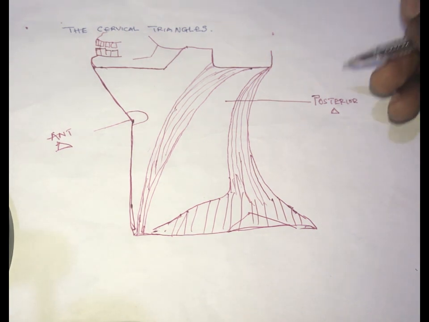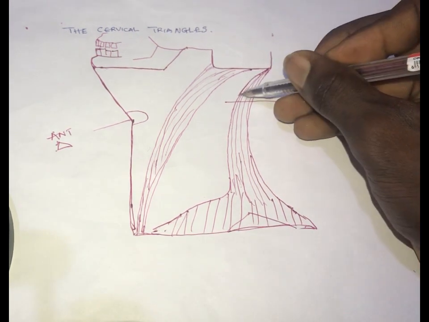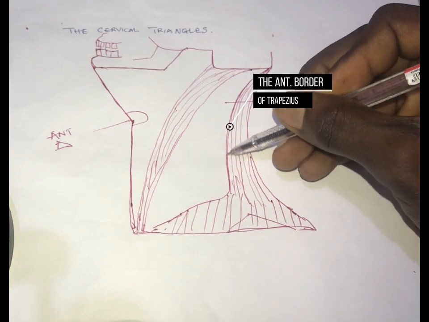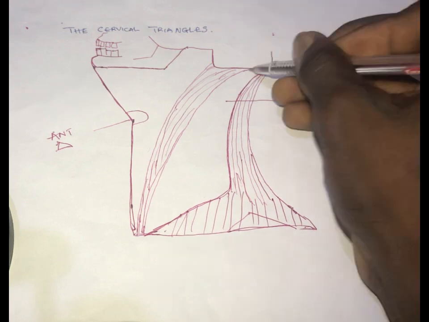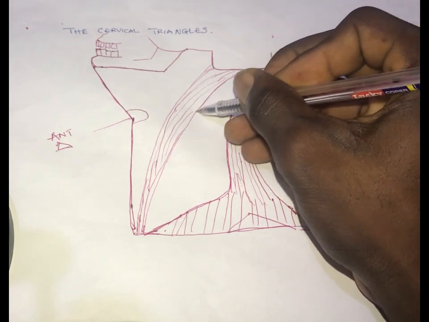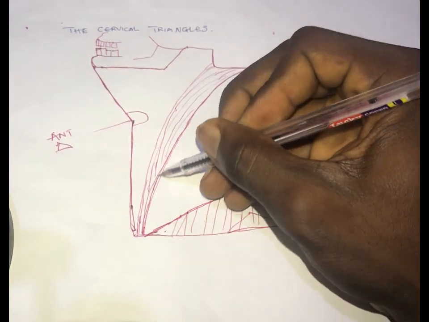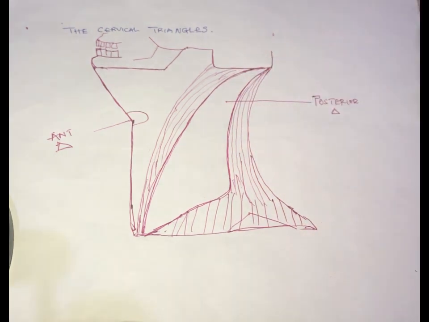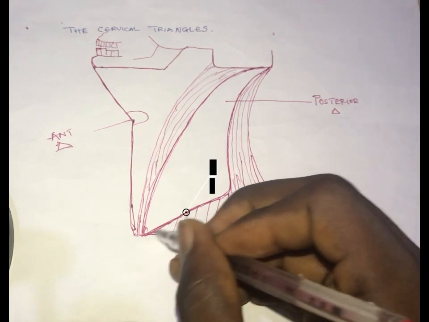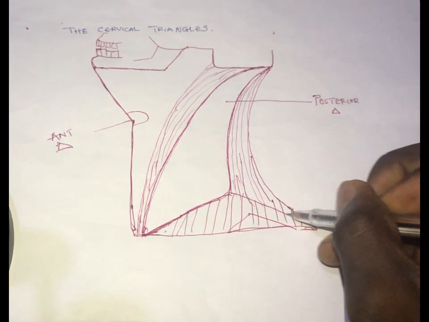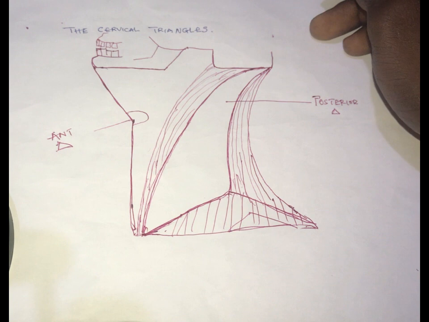So the posterior triangle is now bounded by the anterior border of the trapezius muscle, and anteriorly this triangle is bounded by the posterior border of the sternocleidomastoid muscle. The base of this triangle is formed by the middle third of the clavicle around the manubrium sternum, the lower part of the neck.